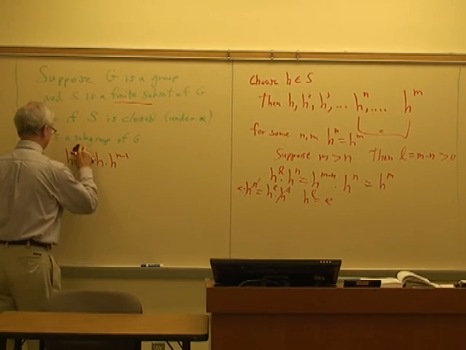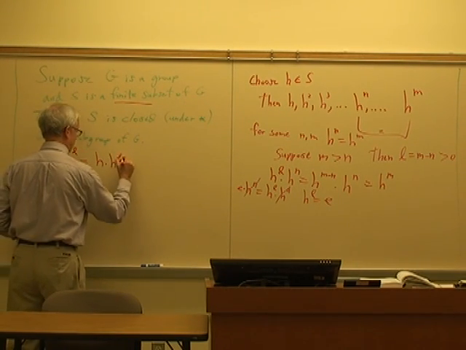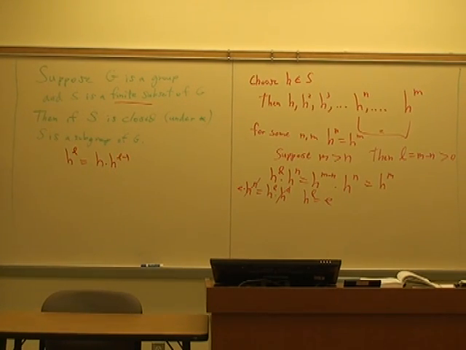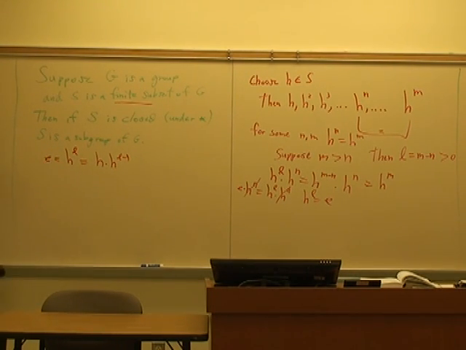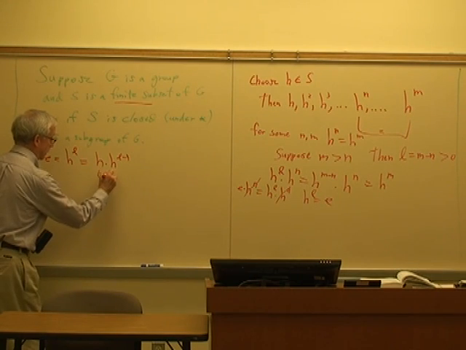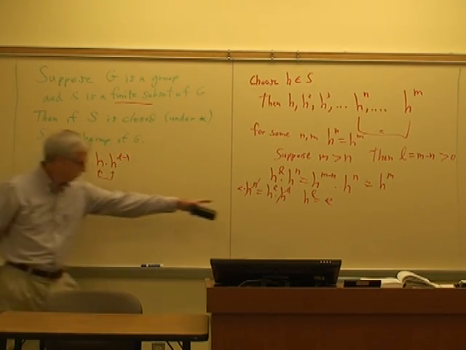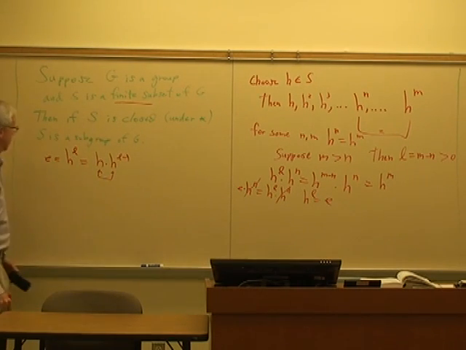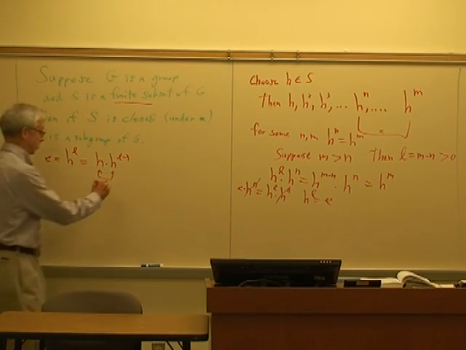Let's use this one. L and L minus 1. But h to the L is e. So now I've got the inverse of h. H times h to the L minus 1 using the same L. H has an inverse, namely h to the L minus 1.